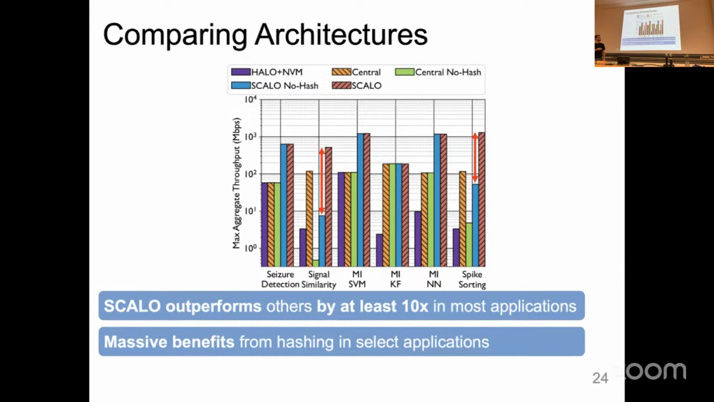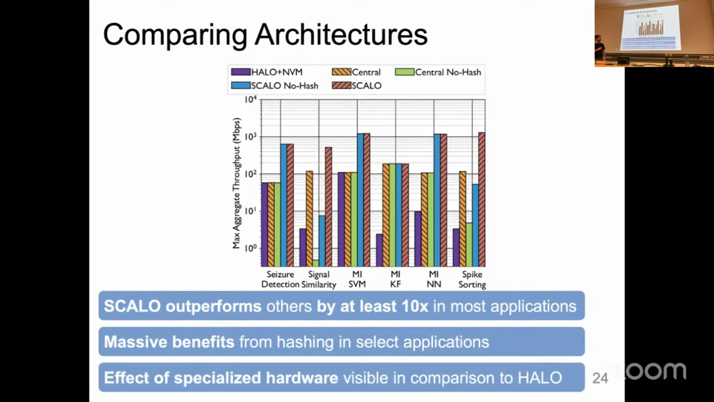And finally, the effect of specialized hardware is visible in the comparison to Halo. So these are specifically these applications. You can see Halo doesn't do very well in these. This is because of this previous work I mentioned. It has a similar processor fabric approach, but it doesn't have the specialized hardware for these specific applications. And there we can see what improvement this gives.